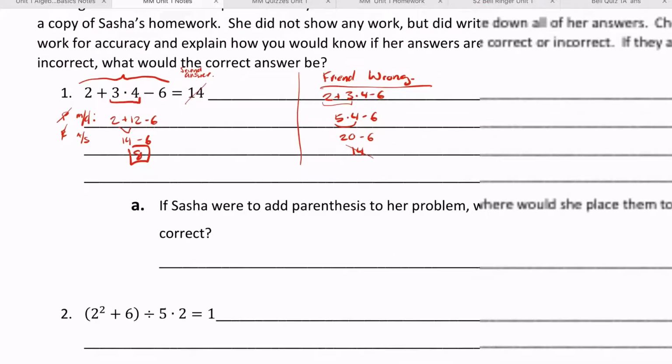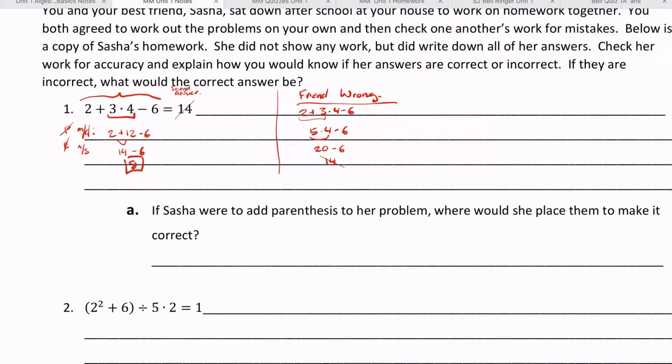Okay, your friend wants to add parentheses for a problem to make it work. Where would we need to put that parenthesis? Well, what she did first, we would have to make it be that we did it first. And the first thing that you do is parentheses. So we'd need to put a parenthesis on what she did first, and that would end up giving us 14. Okay?